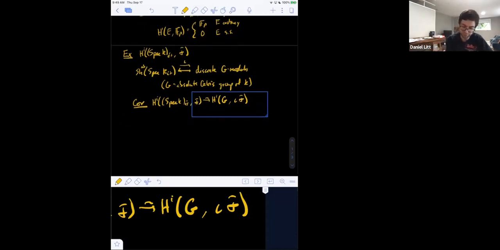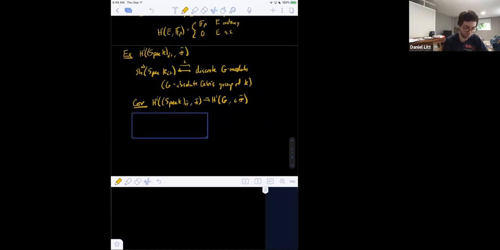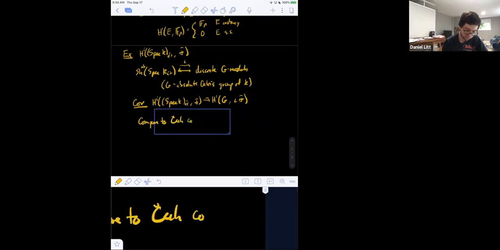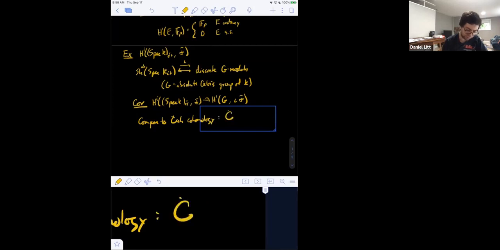Okay, but now we can actually make this explicit. We can use Čech cohomology to make this explicit. So can anyone tell me how to do that? Does anyone see? So let's actually write out the Čech complex for a sheaf F. What do we need? Let's compare to Čech cohomology. To start with, let's just say we have a cover of Spec K.